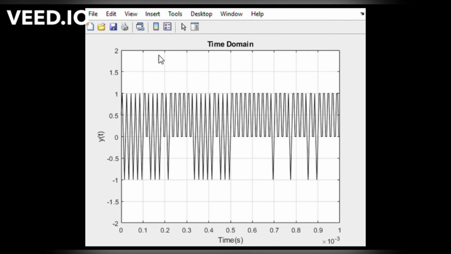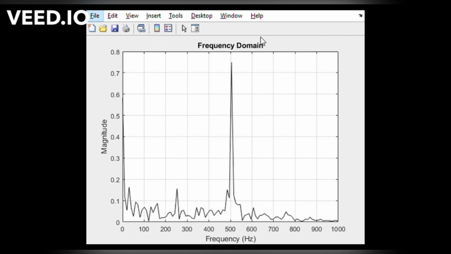So as the result, this is the output of the filter in time domain, and figure 2 is the output that is filtered in frequency domain.